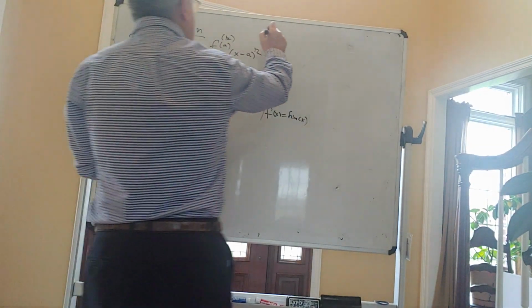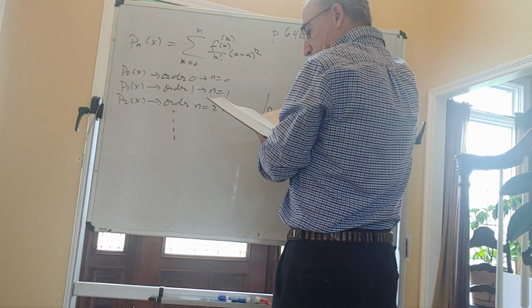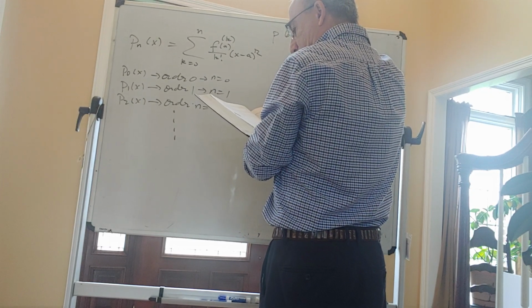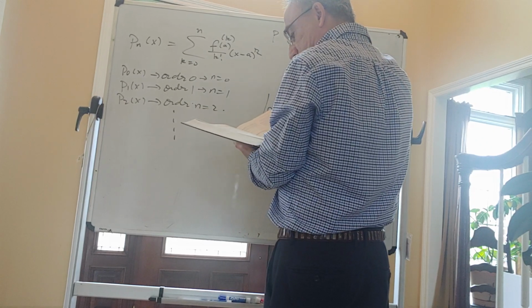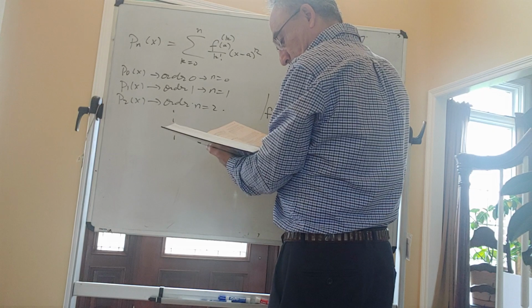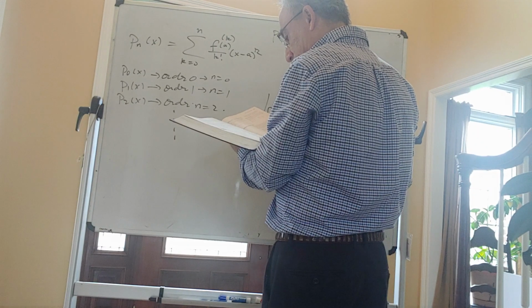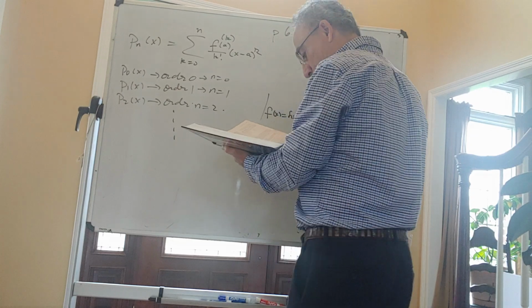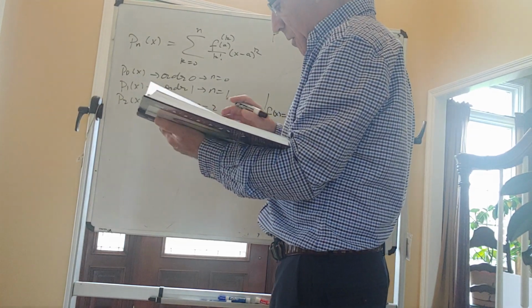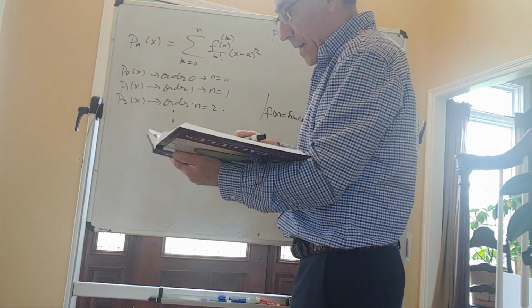Okay, now that we know that, at page 640, numbers 1, 3, 5, 7, 25, 27, and 31. Okay, so that's your homework, and then we will talk about finding the power series for certain functions. Okay, have a great day, and I'll talk to you later.